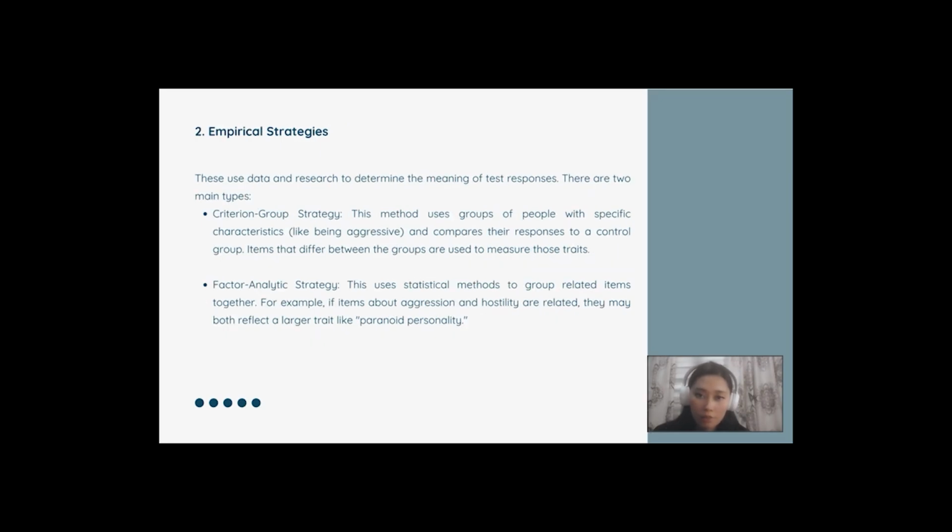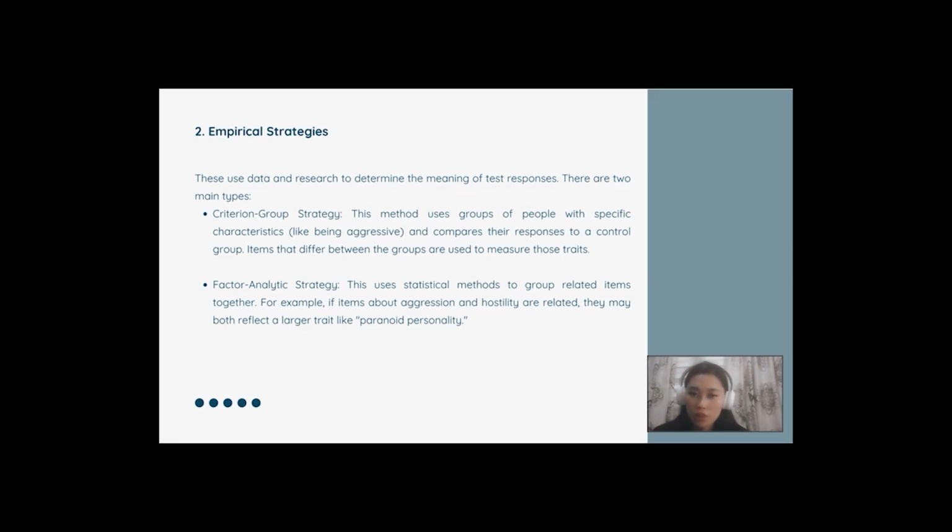Next are the empirical strategies. These use data and research to determine the meaning of test responses. The two main types are criterion group strategy and factor analytic strategy. The criterion group strategy uses groups of people with specific characteristics like being aggressive and compares their responses to a control group. Items that differ between the groups are used to measure those traits.